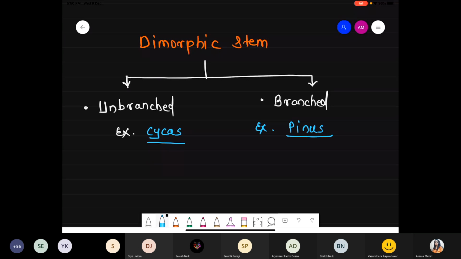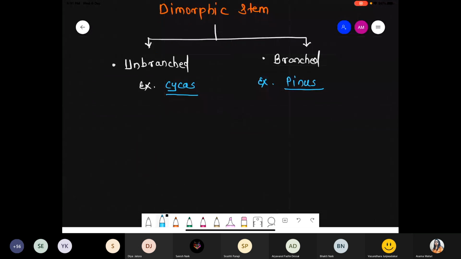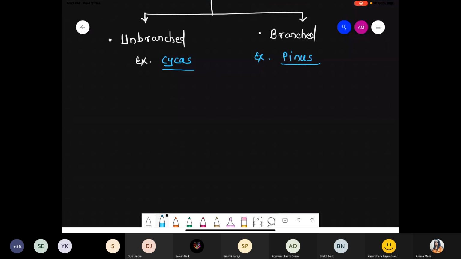Pinus basically are plants that grow in the temperate zone, means the environmental condition is drastically cold. And when we are talking about cycas, they can grow in the tropic region. What is the meaning of tropic? Quite warm environment, right? So quickly we are talking about what kind of condition is present in case of the unbranched and in case of the branched. First of all, we are talking about the cycas. In case of cycas, an unbranched stem is present. Simple stem is present, very simple.